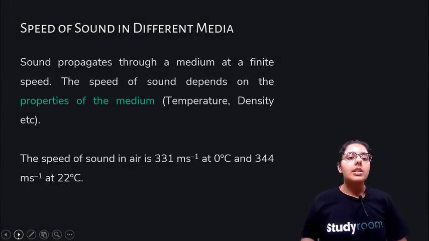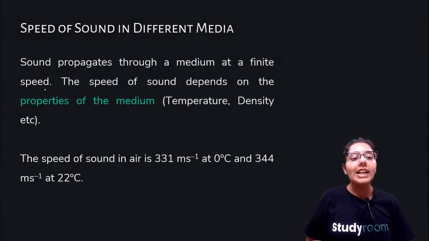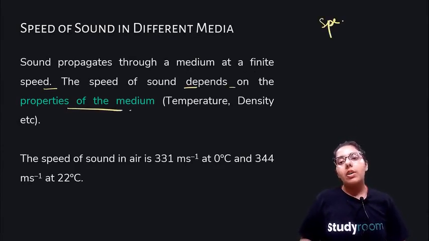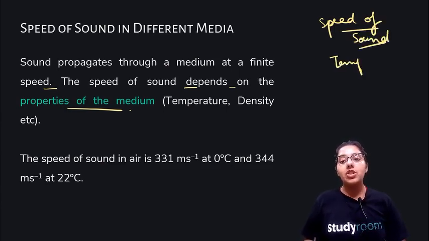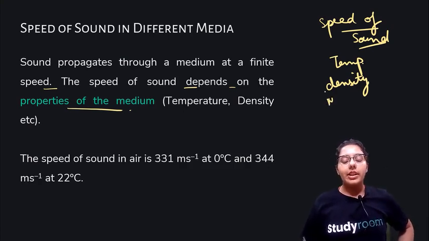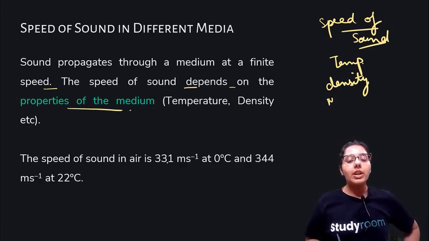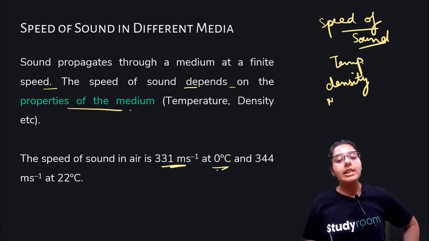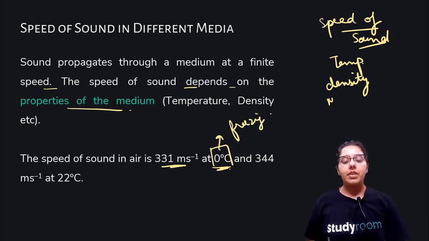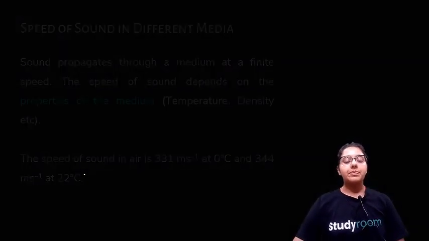Okay, so sound propagates through a medium at a finite speed. The speed of sound depends on properties of the medium. So, speed of sound depends on many factors, right? It depends on temperature, density, nature, environment. So, the speed of sound in air is 331 meters per second at 0 degrees Celsius. Okay, this is the freezing point, right? And 344 meters per second at 22 degrees Celsius.